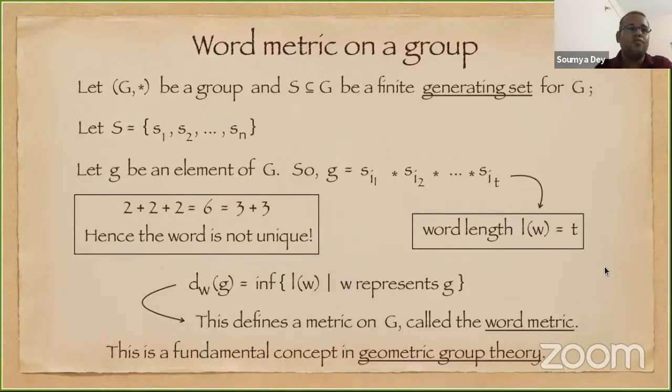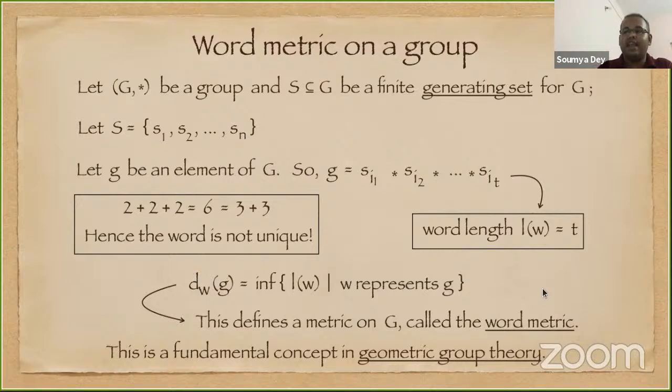So for each group, you have the word length of each element. Okay, so how do you define it? It's like a norm, right? In the case of the usual Euclidean distance, we had a norm. So this dW is basically a norm.